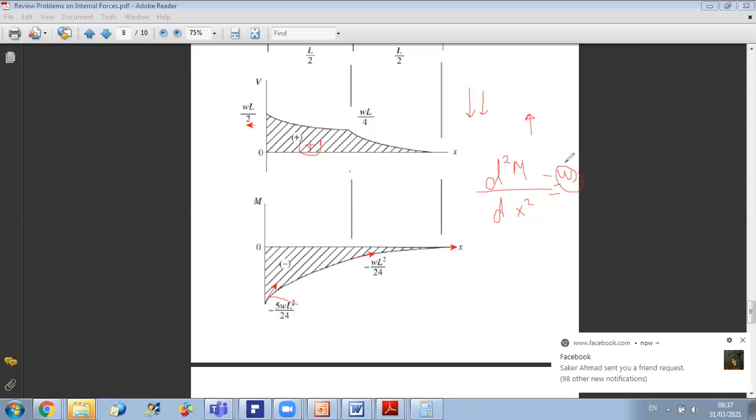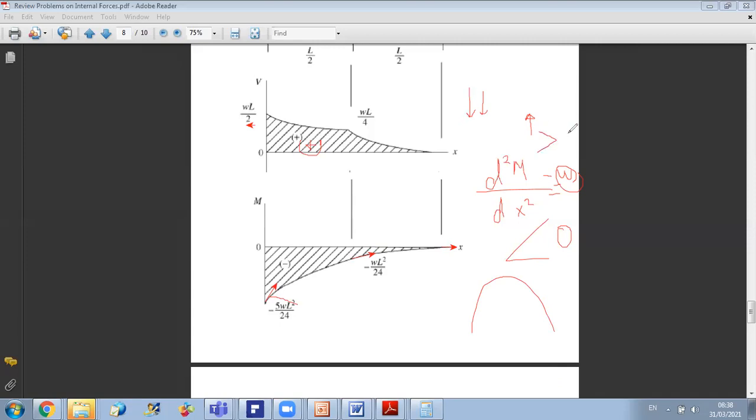Okay, so we can say that it's a negative second derivative. This means that the concavity is downward. So it's a sad face. When you have second derivative positive, then you have a smiley face, concavity is upward. When you have second derivative negative, then it is a sad face and concavity is down. Okay. So the slope here was omega L over 2. The slope here is omega L over 4. So this is the slope.